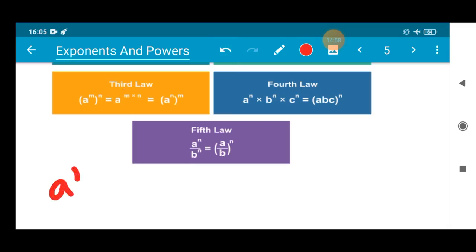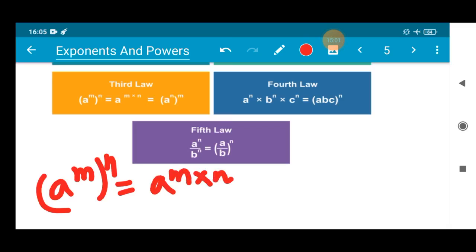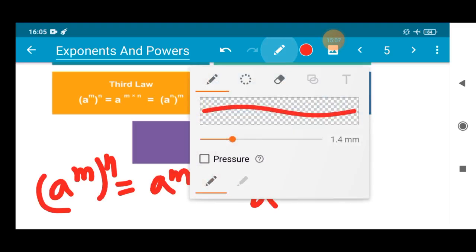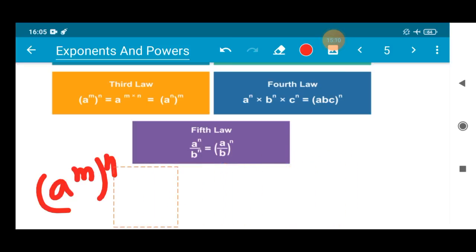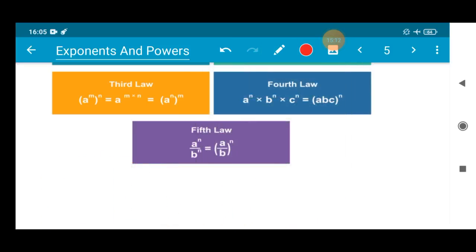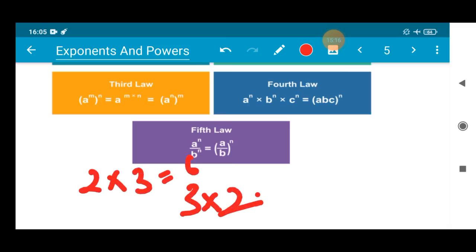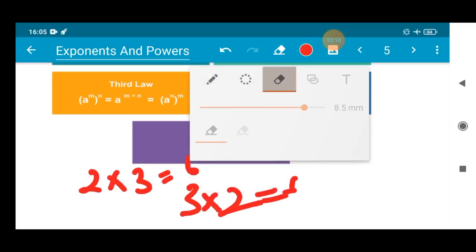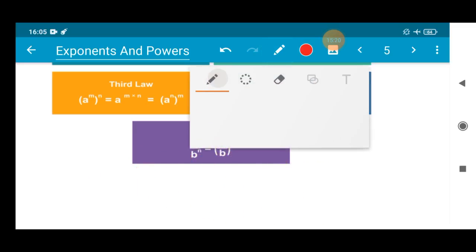So a to the power m, whole to the power n, will be represented as a to the power m into n. Okay, or it can be written as n into m also. Both are similar because of the commutative rule, I hope you all know. Yes, 2 into 3 can be written as 3 into 2 also, because we are going to get the same product, right? So this is the third rule, nothing but the third rule.